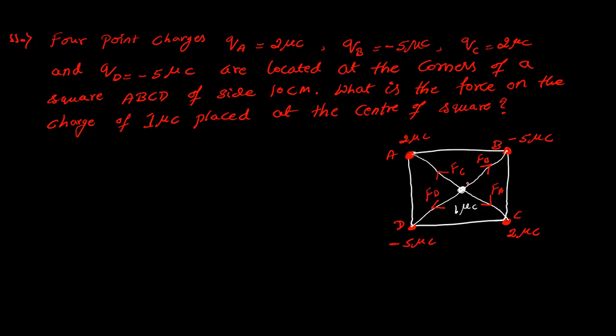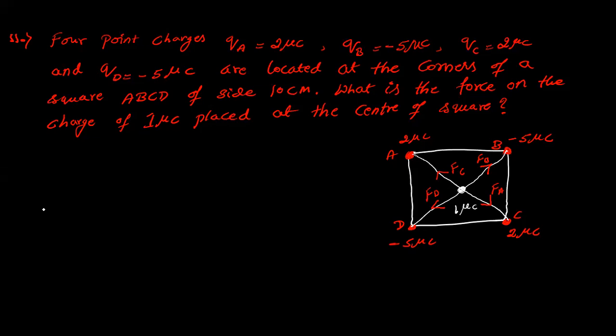So you can see all are equal in magnitude, and the net forces along the diagonals are equal and opposite in direction. Along the two diagonals you can observe the forces are equal and opposite. Those forces are acting on the 1 microcoulomb charge. Directly we can say that the net force is 0, because when two equal and opposite forces act, the net force becomes 0. But we have to prove it mathematically.